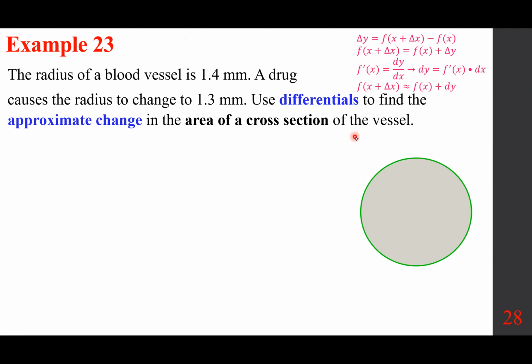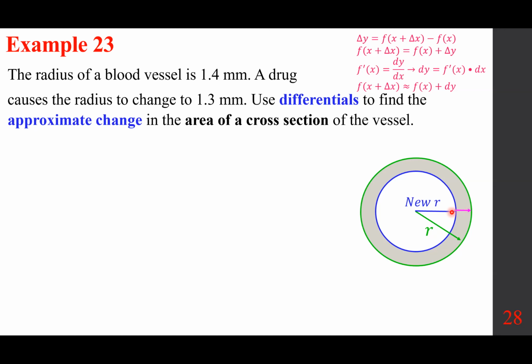So we have the radius of the blood vessel, and this is in a circular shape, and that is 1.4. And the drug causes it to go down. So originally, we have this radius R, the big one, and now we have this smaller R, and their difference is dr, this much. It is smaller by this much. So R originally is 1.4, and the new R is 1.3. Therefore, dr is negative 0.1. This one has shrunk. So in other words, 1.3 minus 1.4.